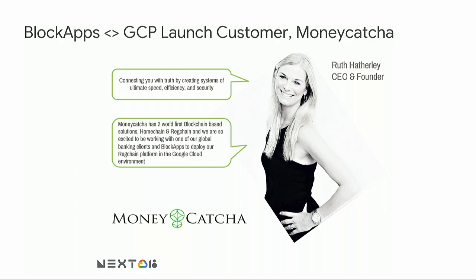One is called RegChain. This is a loan management product, and the other is called HomeChain. What their technology allows their global banking customers to do is understand the life cycle of loans and understand all the parameters for compliance around these loans.